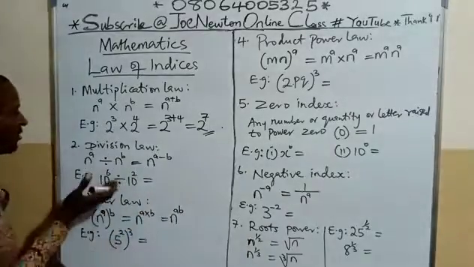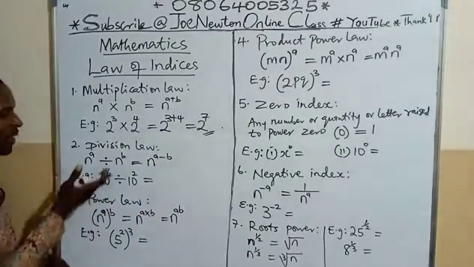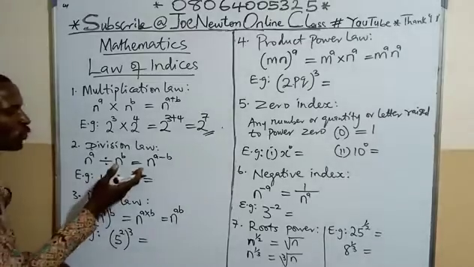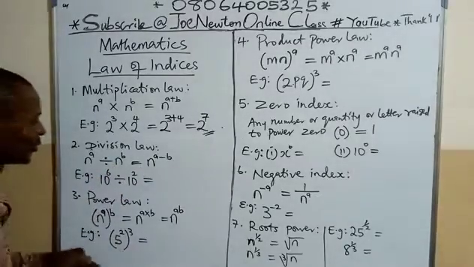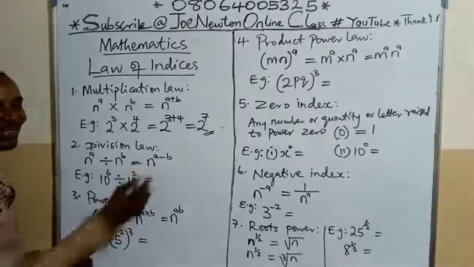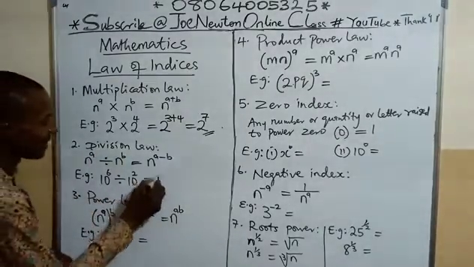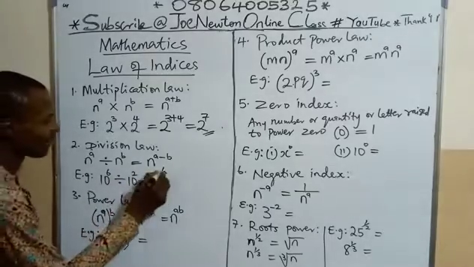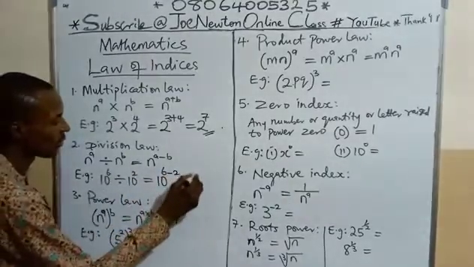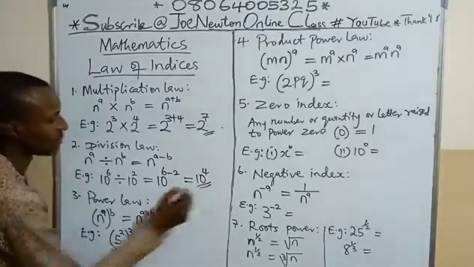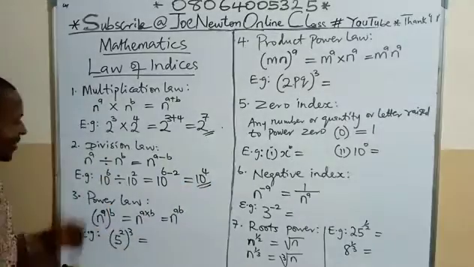Now let's see an example here. 10 raised to the power 6 divided by 10 raised to the power 2. Don't be tempted to do 6 divided by 2 to get 3. That is an error. Simply obey the rule. It implies 10 raised to the power 6 minus 2, which is equal to 10 raised to the power 4. Simple.